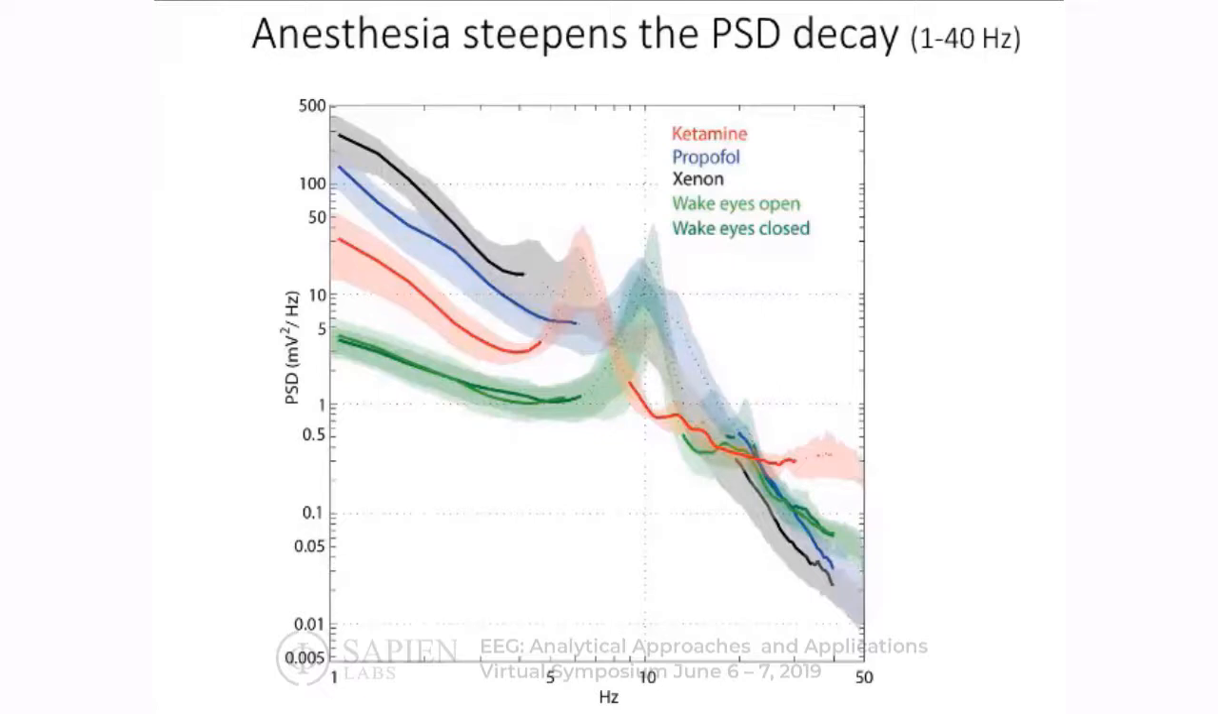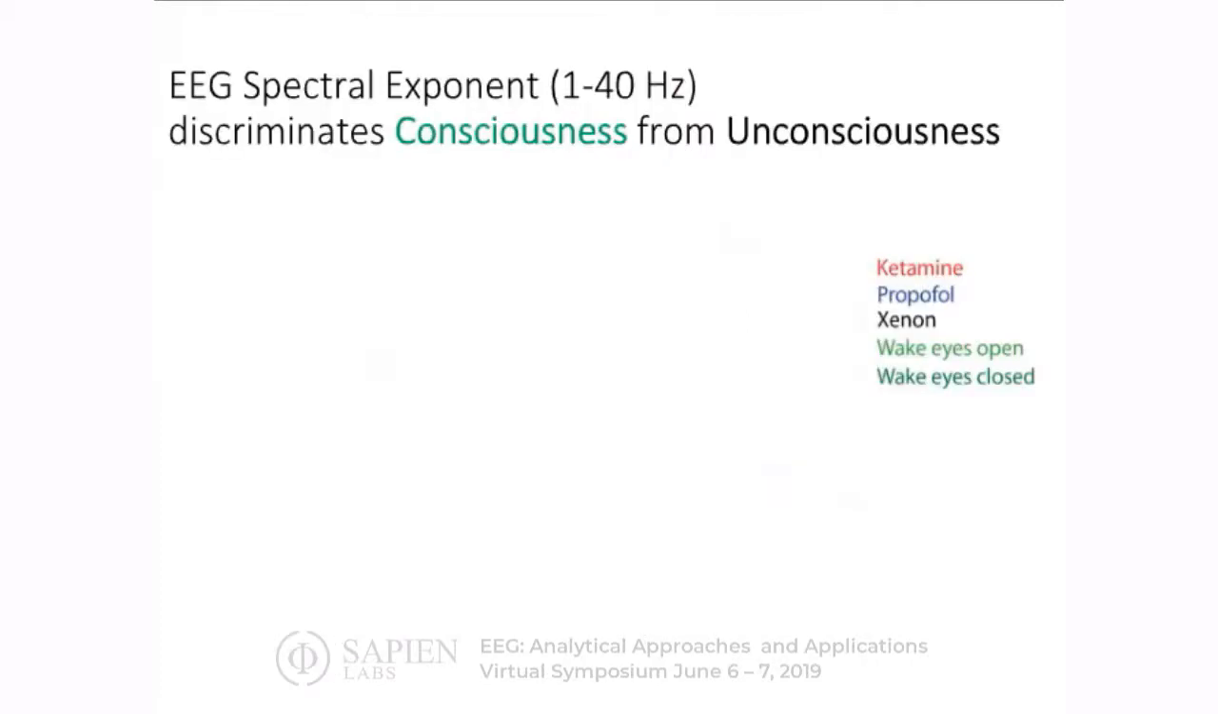I apply the same procedure on the grand average, and you can already see that the xenon and propofol are yielding a steepening of the PSD on the low frequencies and a steeper decay in the high frequencies, whereas ketamine has this somewhat mixed profile of an intermediate steepness and a flattening on the high frequencies.